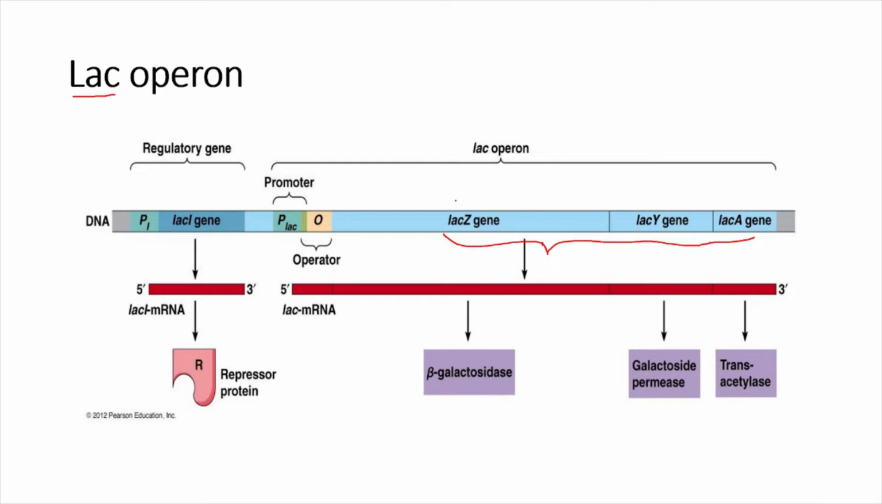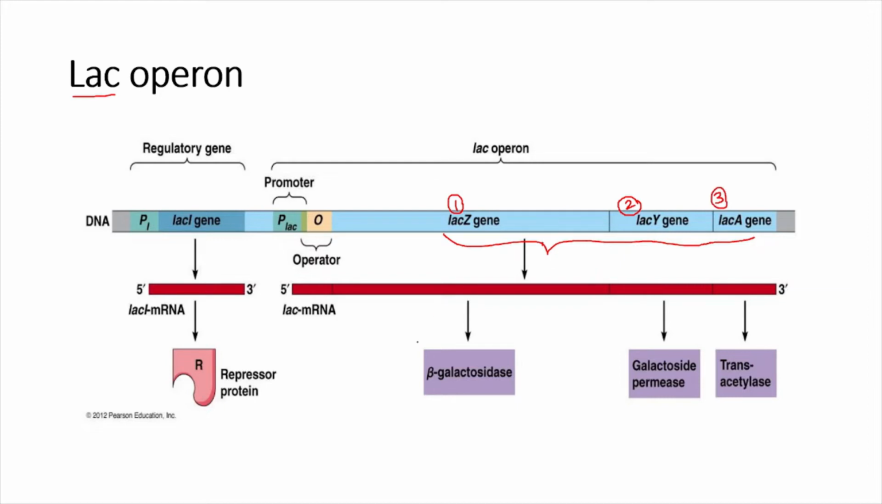One is the LAC-Z gene, which codes for the enzyme beta galactosidase. Then we have the LAC-Y gene. This structural gene codes for the enzyme galactoside permease. And then we have the third one, the LAC-A gene. This structural gene codes for the enzyme transacetylase.